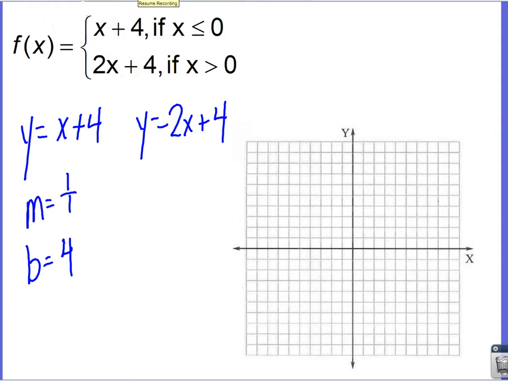Remember, our slope here is 1 over 1, and our y-intercept is 4. So let's go ahead and graph that one. Our y-intercept is 4: 1, 2, 3, 4. Rise 1, run 1, rise 1, run 1, rise 1, run 1. Then to get the same slope, because it is a positive slope, we go up and to the right, and down and to the left. I get my down and to the left.